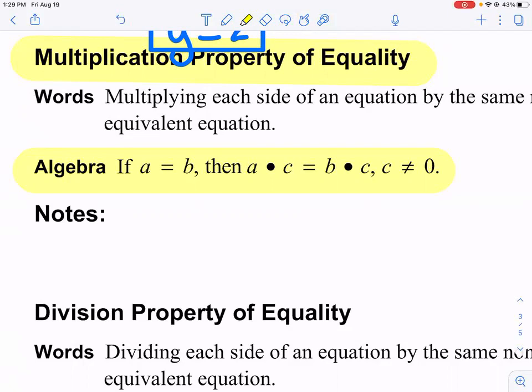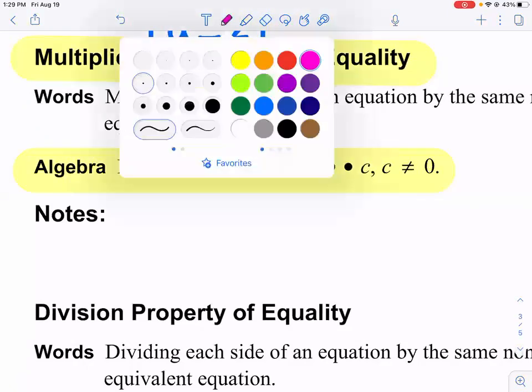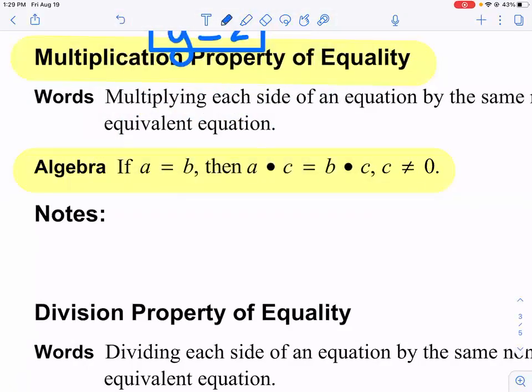Okay. Now, this one says that if A equals B, we can multiply a number to both sides as long as you're not multiplying 0 to both sides, because then you get 0 equals 0, and that's just a big waste of time. It's not helpful though. So we can multiply a number to both sides to help us out. So let me give you an example of a time we would maybe need to do that.